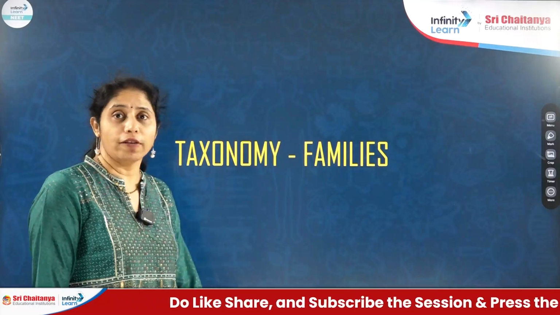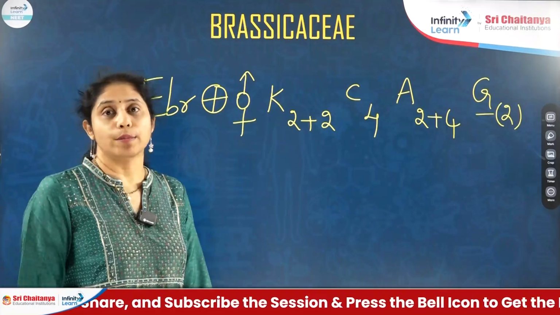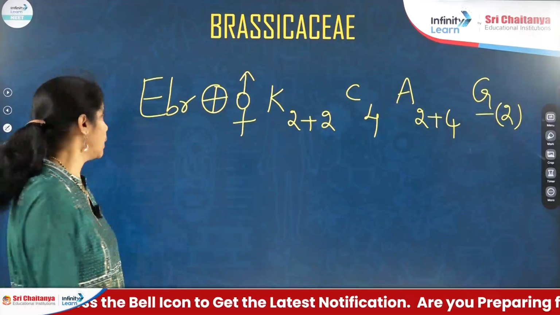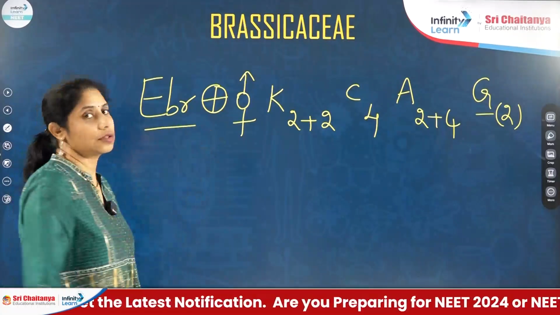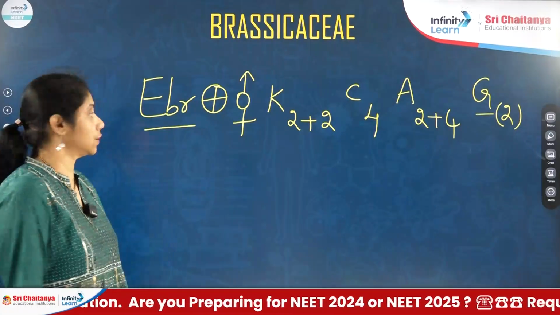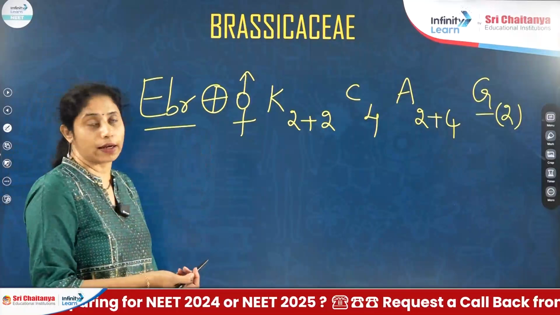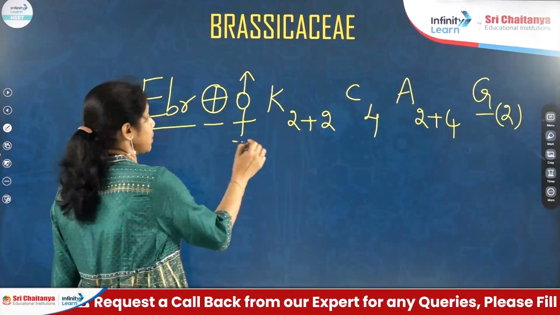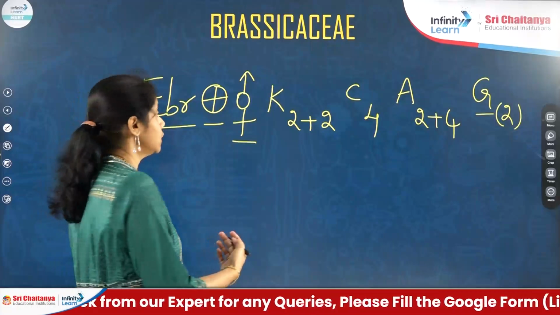Now, taxonomy families. The first family is Brassicaceae. In that, the Brassicaceae family floral formula will be like Ebracteate. Bract is absent in these flowers. So, EBR represents the ebracteate condition. And this represents actinomorphic flowers. And this is representing bisexual flowers they have.